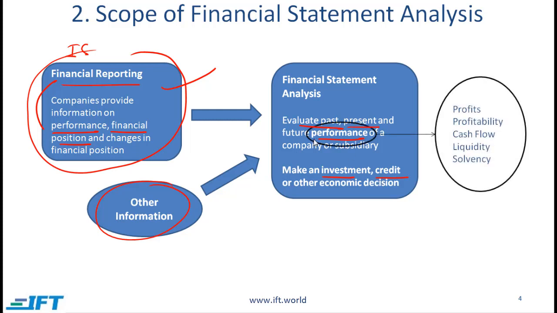When we talk about performance, there are several areas that we need to consider, such as profits, profitability, which is a ratio of profits to either investment or profits to revenue. We need to consider cash flows, the liquidity of a company, which is an indication of how able a company is to meet short-term obligations, and solvency, which is the ability of a company to meet long-term obligations. These are areas that we will discuss in a lot more detail later in the course.